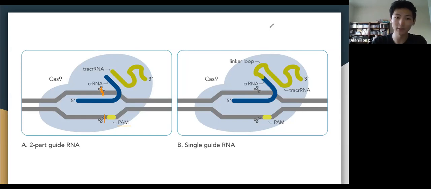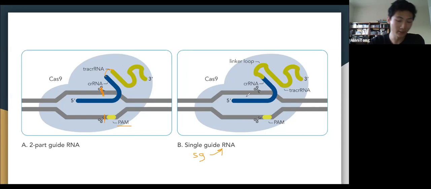But what these people did was very simple. You guys could have thought of this. They simply fused these two together. They made an RNA strand that had a linker loop. They fused those two RNA strands together, and now you have a single RNA strand. They call it the sgRNA, single guide RNA, by simply fusing those two together.